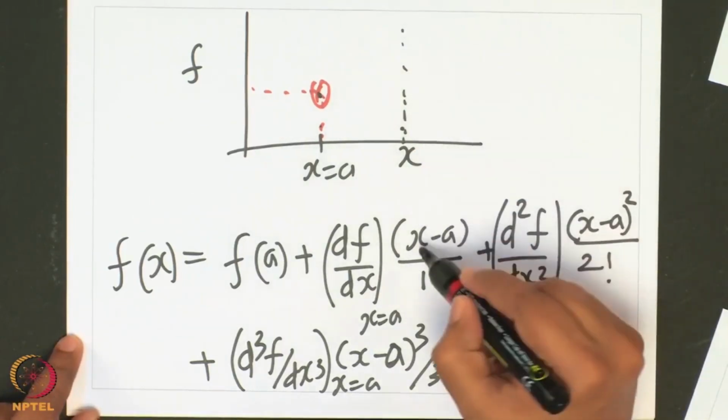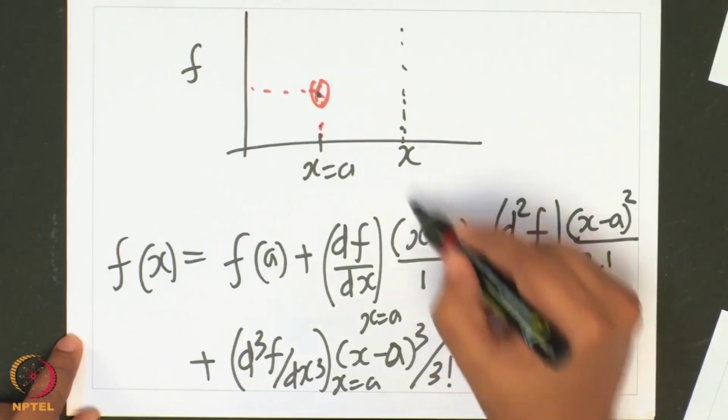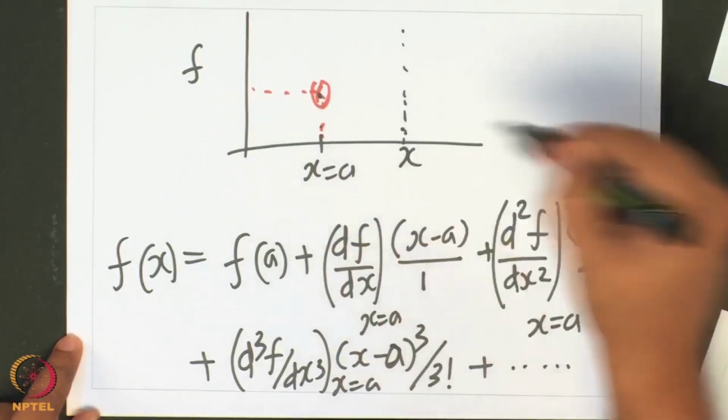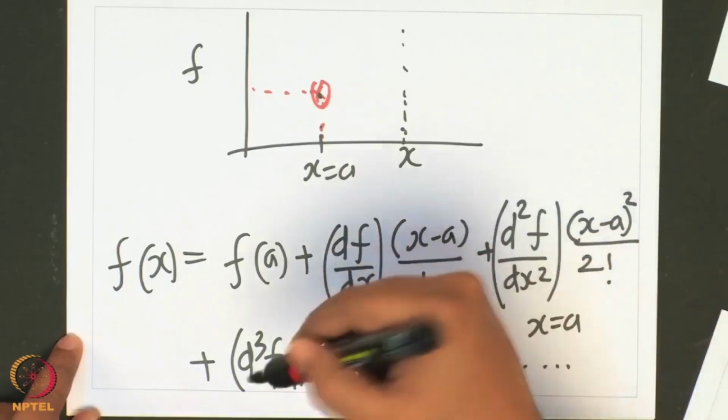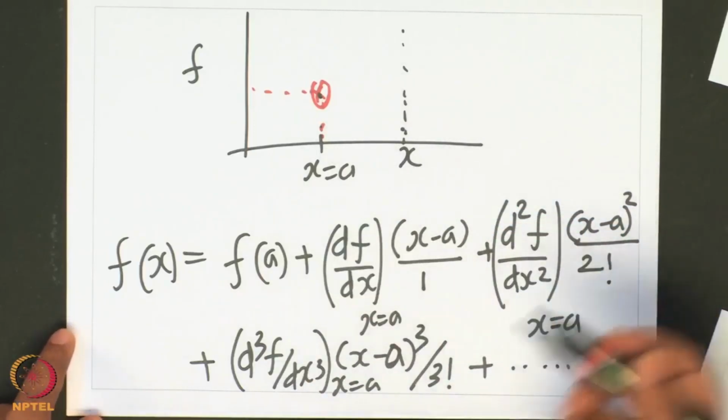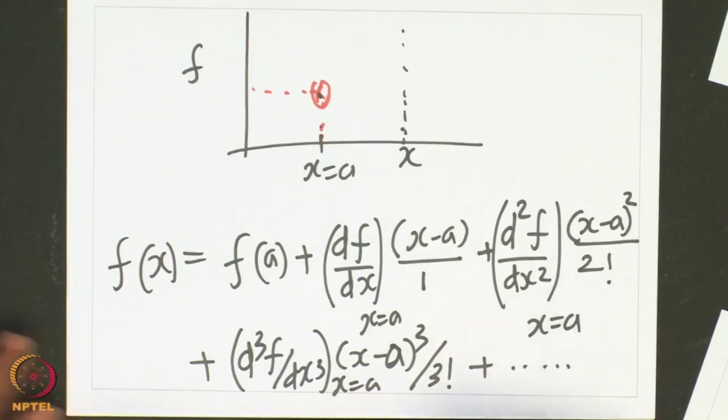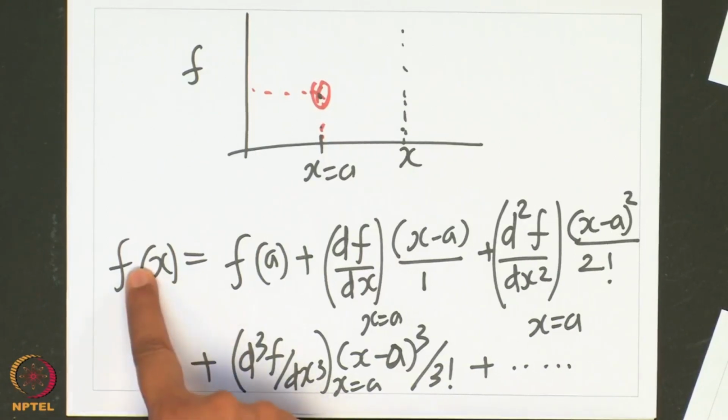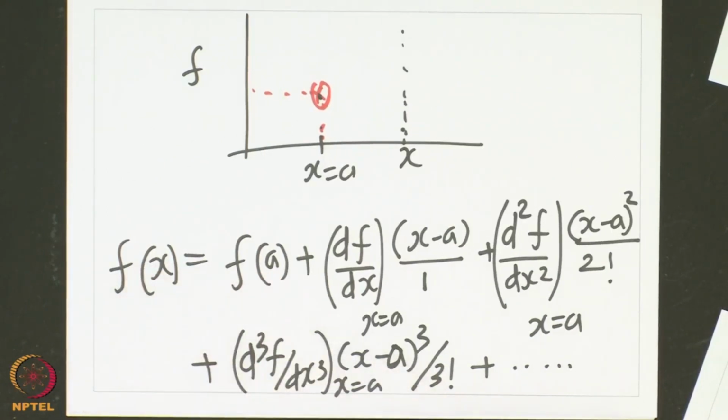I would get the function at this point. Sometimes x minus a could be negative, then this will be a minus and so on and so forth. The first derivative could be negative, the second derivative could be whatever the value appropriately. So depending on all that, you would get this answer. But this is a formula that can be used to know the function if I know the function at a.